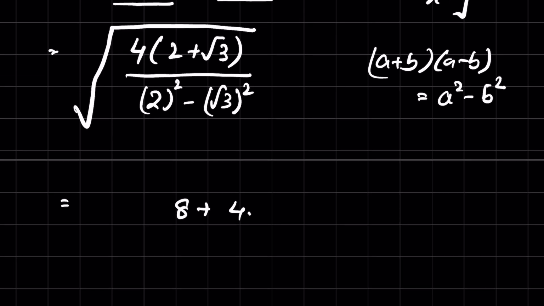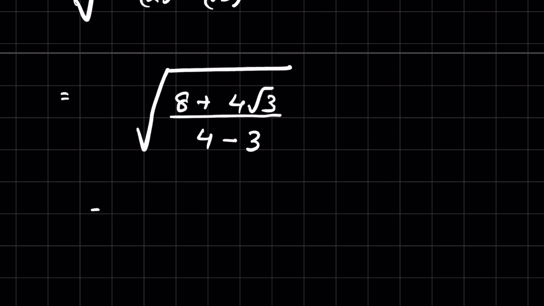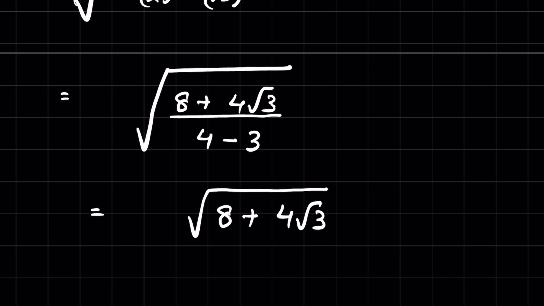Now this is 8 plus 4 times square root of 3 upon 2 square, which is 4, minus square root of 3 square. We remove the square root with the square, so this is 3 under square root. 4 minus 3 is 1, so this will be 8 plus 4 times square root of 3 under square root.